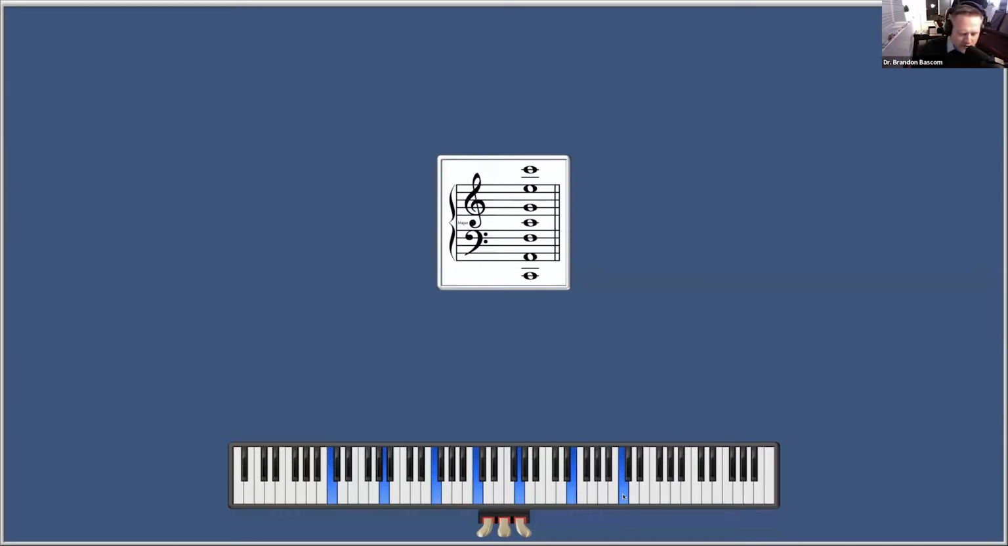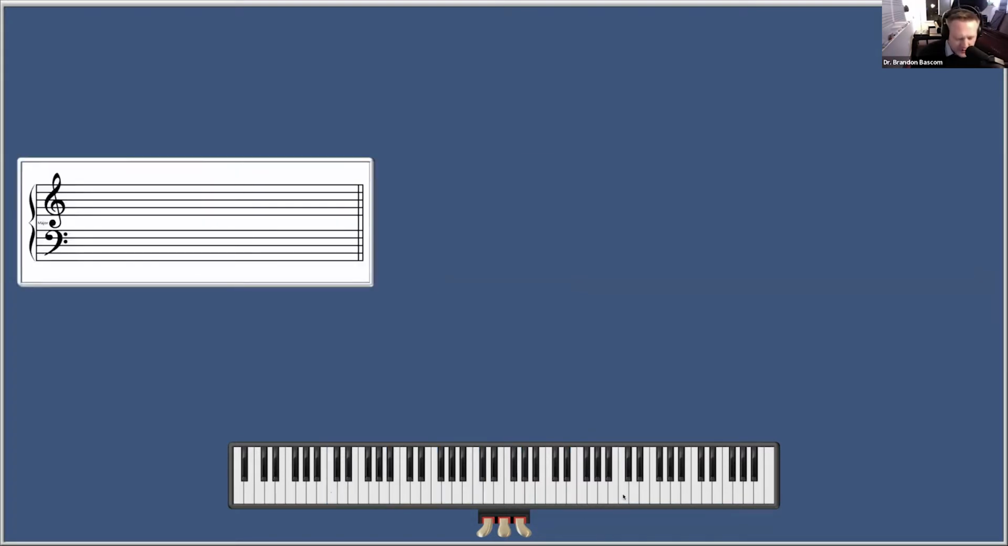Now you might be wondering, why home notes? What do these notes have to do with reading the staff? I'll try to show you the best I can.